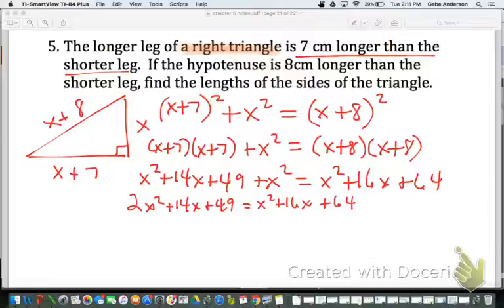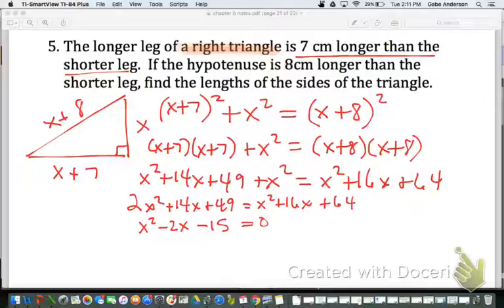Can we do this mentally? What happens if I subtract x² from both sides? You just get x², yeah. What happens if I subtract 16x from both sides? Negative 2x. And what if I subtract the 64 from both sides? Negative 15. Good job. Equals? 0. Awesome. We went from being kind of complicated to, for you guys at least, not that complicated.